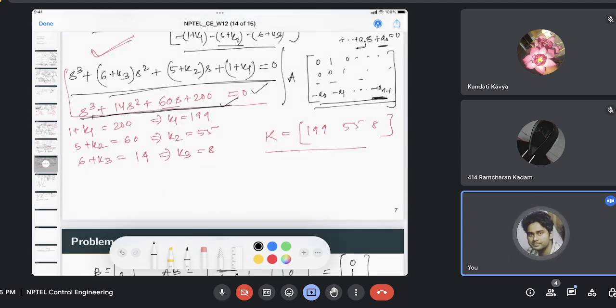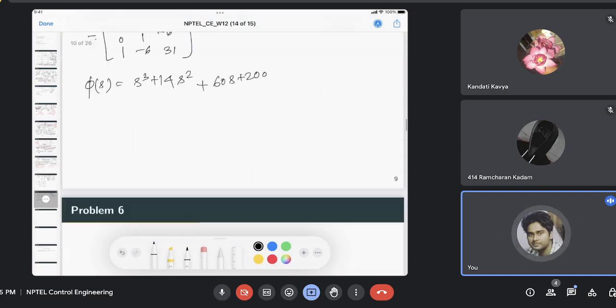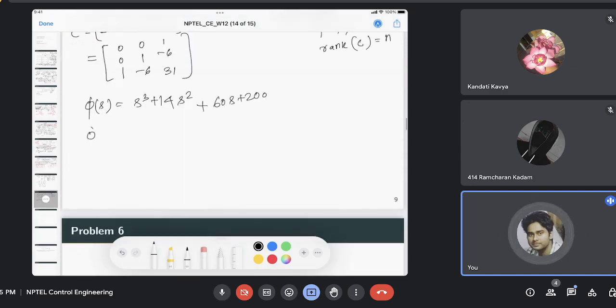This desired one is the characteristic equation, and we will compute phi of A. That means we will put A in place of S. So it will be A cube plus 14A square plus 60A, and because we are adding matrices, at the end we also have to multiply the identity matrix, because it is a scalar, we have to make this a matrix. So you compute that using this A matrix.